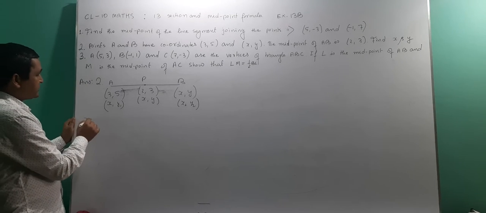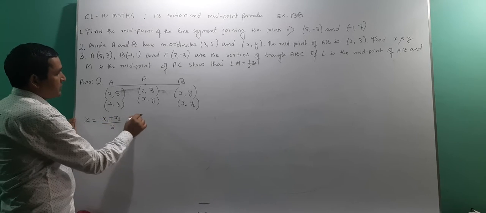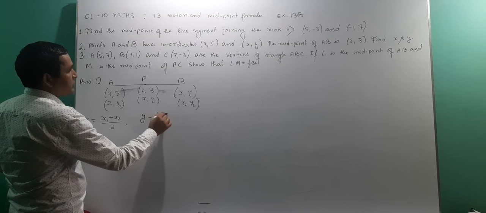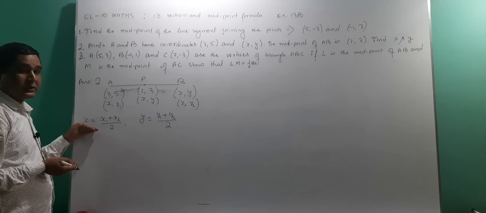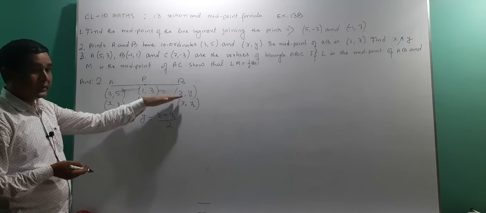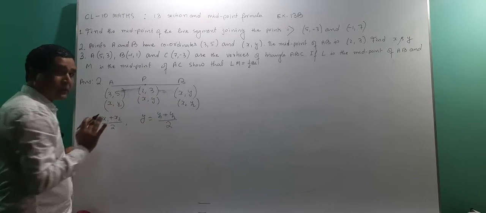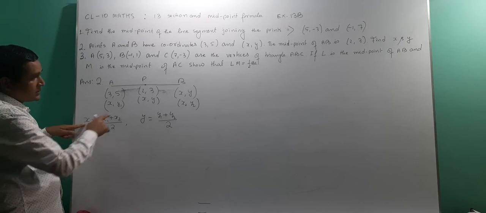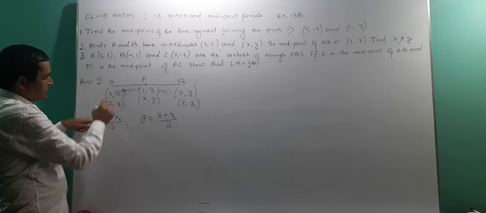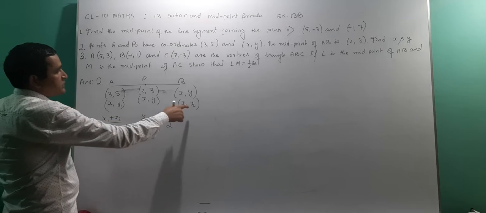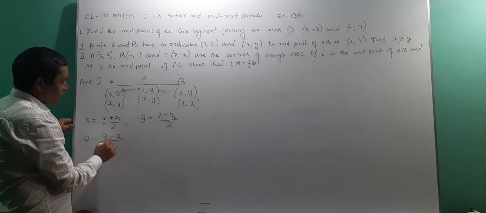Now let's write the midpoint formula. Midpoint formula is x equals x1 plus x2 divided by 2, and y equals y1 plus y2 divided by 2. This is very easy to remember. To get the value of x, just get the sum of the coordinates of x. Then to get the value of y, get the sum of the coordinates of y. Now let's substitute the values. X is how much? 2. Now replace it by 2. Then x1 is 3, then plus x2 is not there, so write x here, then divided by 2.